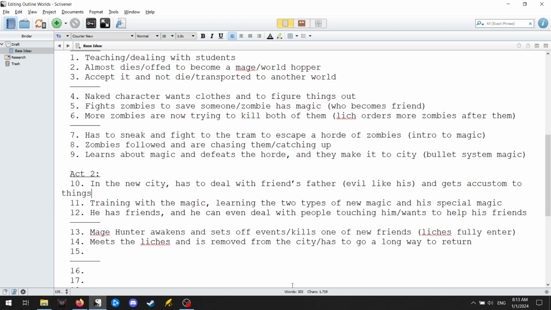And this is kind of part of the story. The 15 is a reversal. He decides on a new course of action based on what has happened. So he befriends a rogue lich and works with him to save his son.